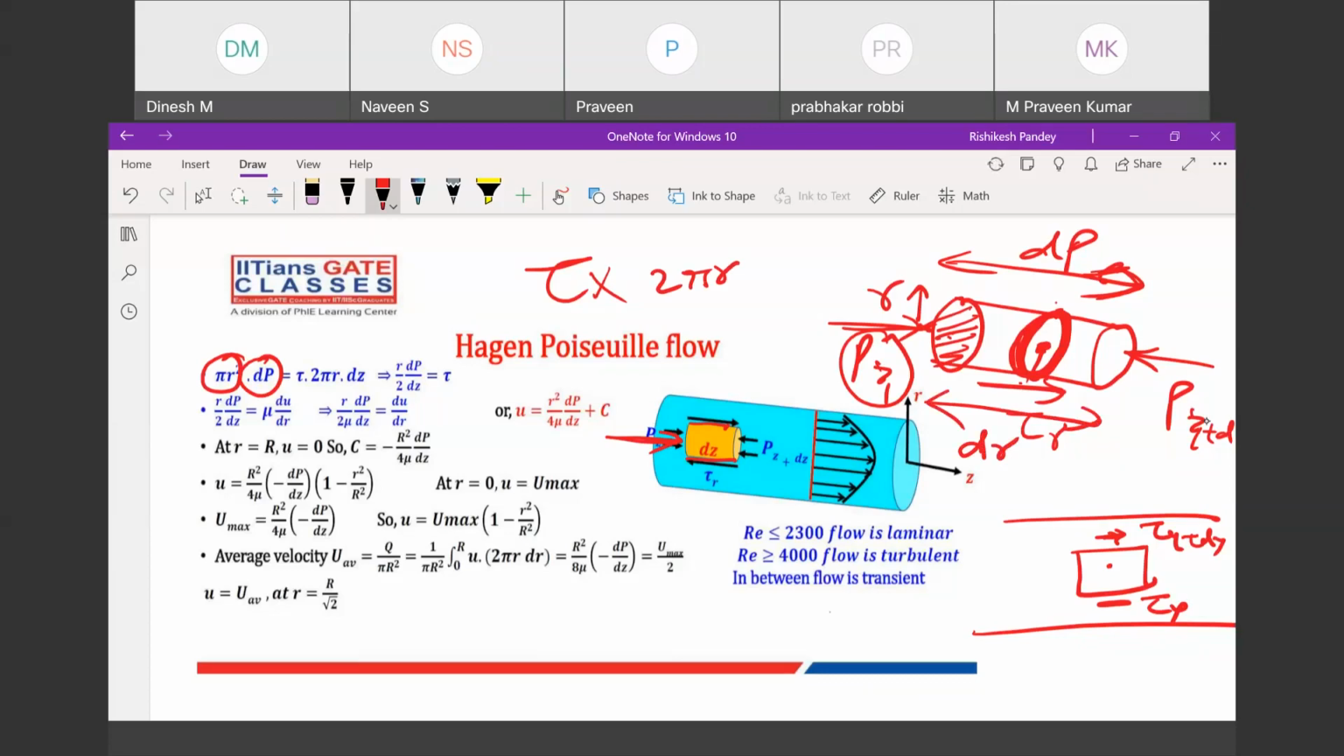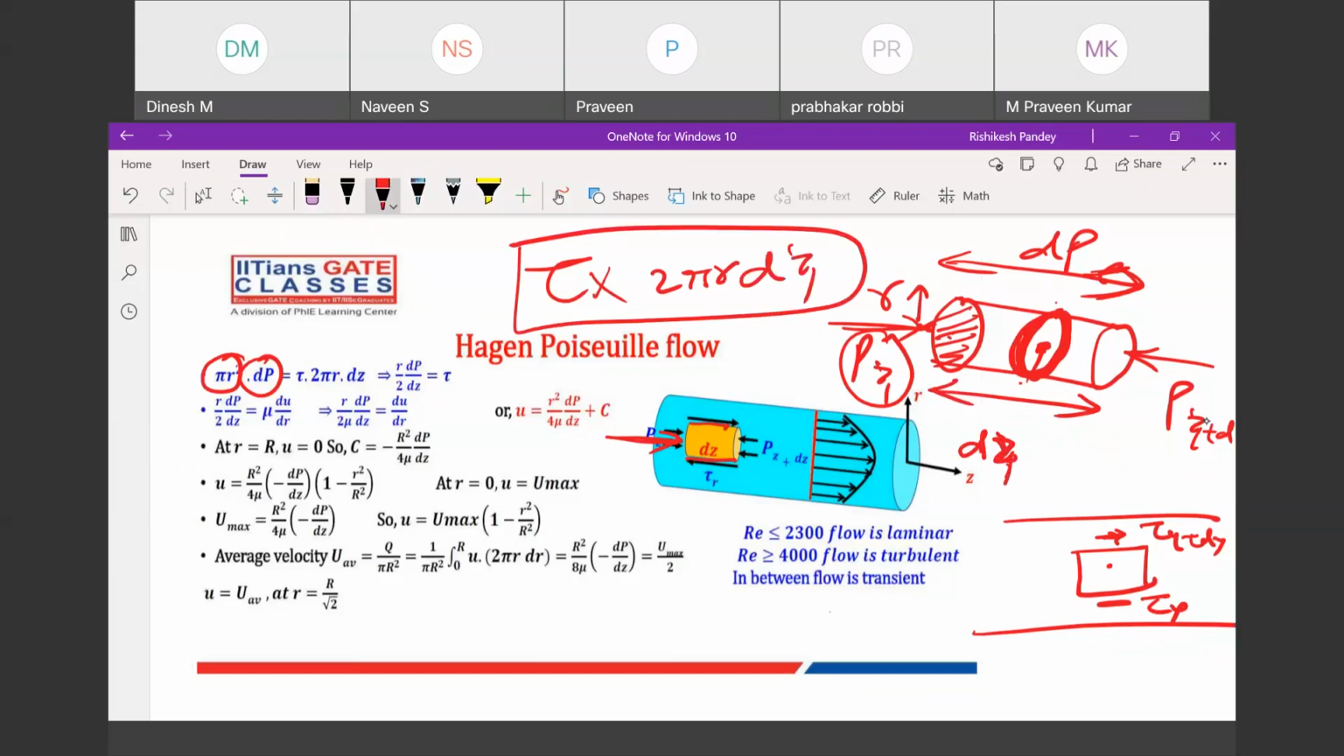The length we have considered as dz. So 2 pi r multiplied by dz will give us the force due to shear stress. So this is the equation. Now again this tau you can write as mu du by dr. You can write like that, and you can rearrange, and you will get again an equation like this.